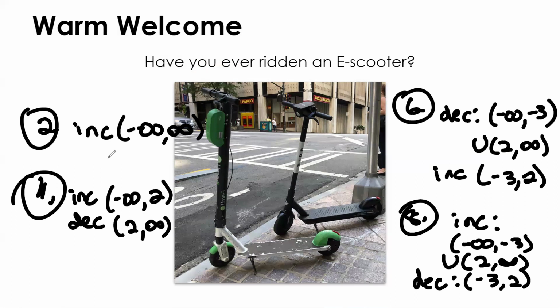Okay, number 8 is increasing from -infinity to -3 and 2 to positive infinity, and then decreasing from -3 to 2. Again, this is like telling your friends some gossip. It's like, and then this happened, but then he did something wrong. And then this happened, and you know what I'm saying? Like that kind of conversation.